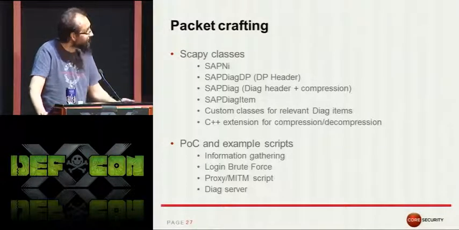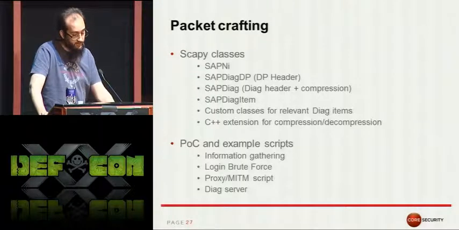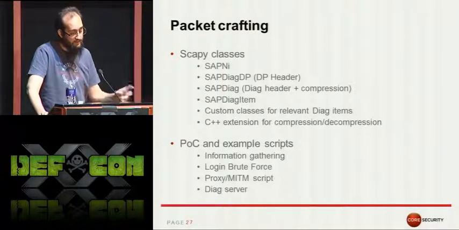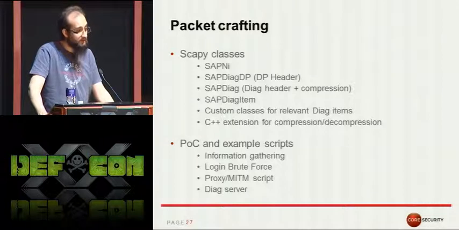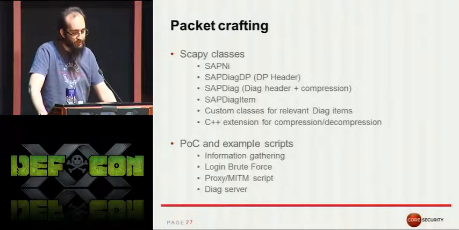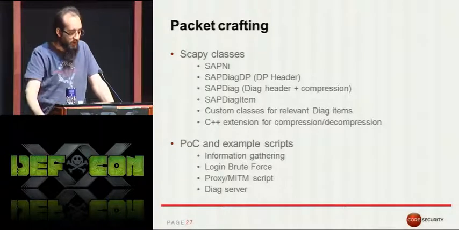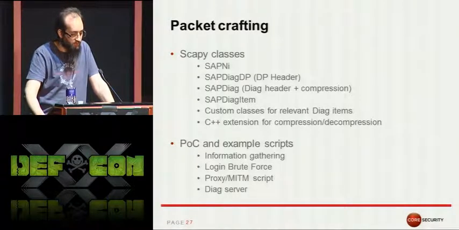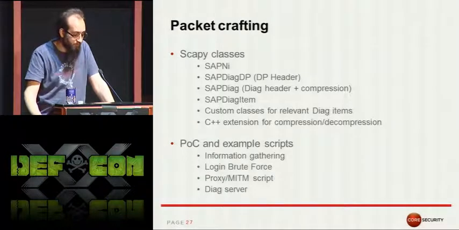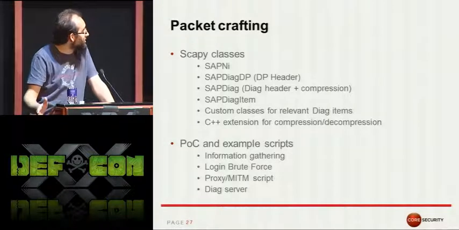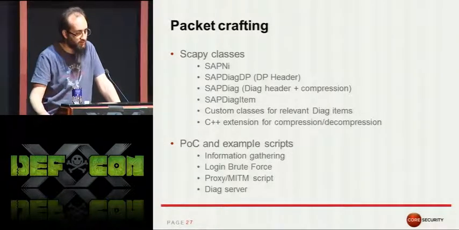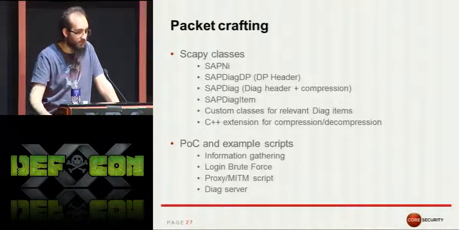So there are four main classes: the SAP network interface class, another class for the DIAG DP header, the main one for the DIAG protocol, which is the one that handles all the compression, and one class for DIAG items. Some custom classes are included for the relevant items, but you can also create different classes for the different items. The tool also includes an extension for all the compression and decompression, which is based on the compression functions being public.